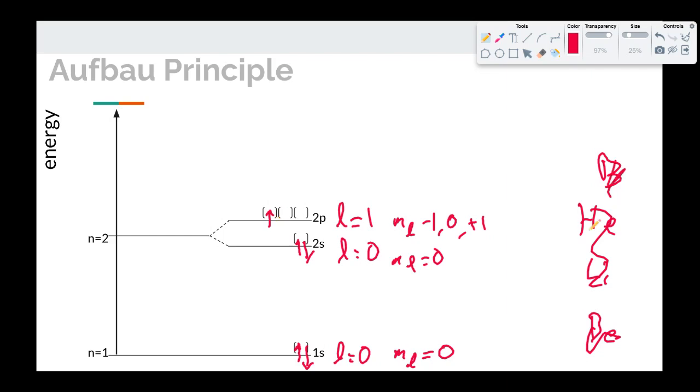Then let's say we go up to carbon. Where's that electron going to go? Well, there's room for up to 6 electrons in here. It turns out that it's going to move to an open orbital. Electrons don't like to pair up within an orbital unless they have to. There's a principle that we're going to get to in a bit.